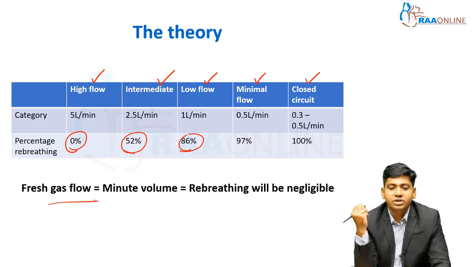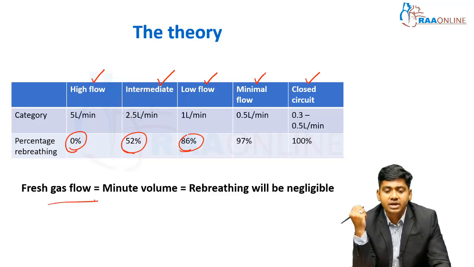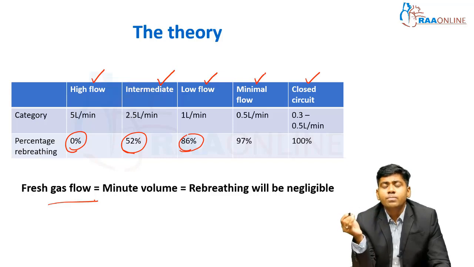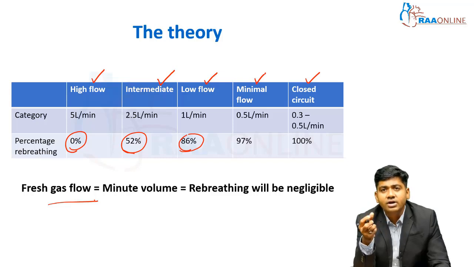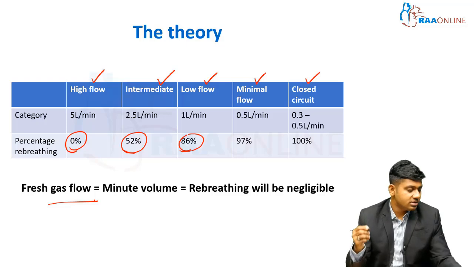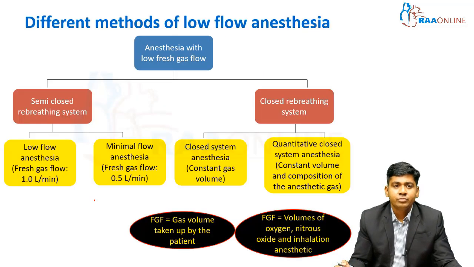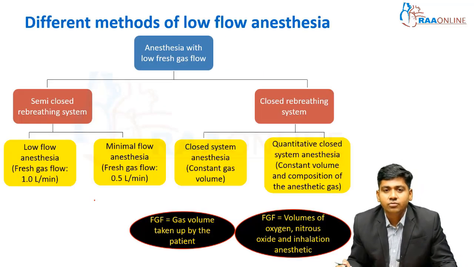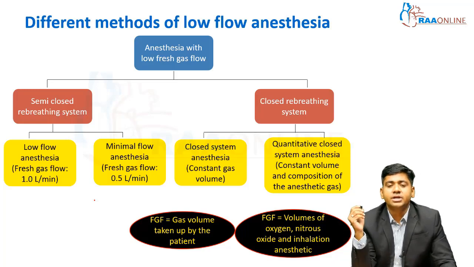Fresh gas flow is equal to minute volume plus rebreathing, which will be very negligible. When we use a fresh gas flow comparable to our minute volume, around 5 liters per minute, rebreathing will be negligible or nearly zero. Coming to the different methods of low flow anesthesia, there are 2 types of circuit.